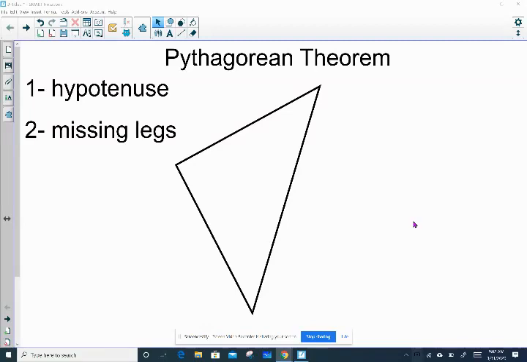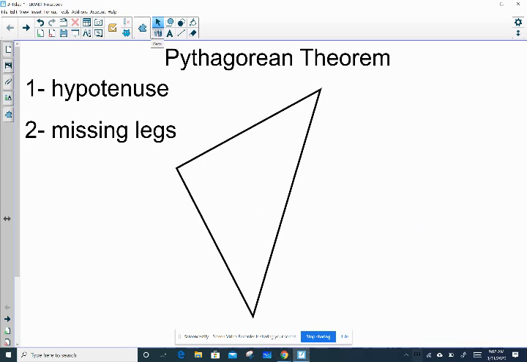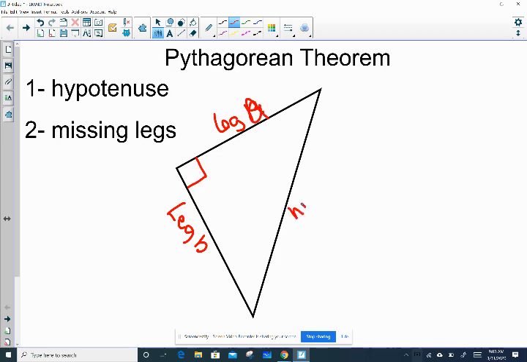So we've been talking about the Pythagorean theorem. Right triangles. This is a right triangle. Add the little square so you realize it is a right triangle. This is leg A, and this would be leg B, and this would be the hypotenuse, which we label C.